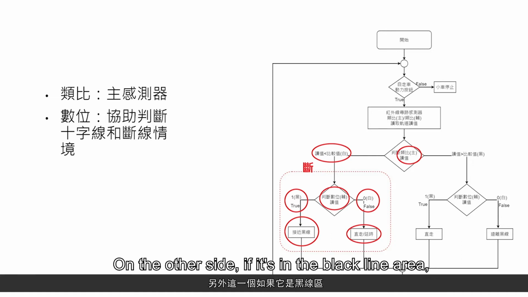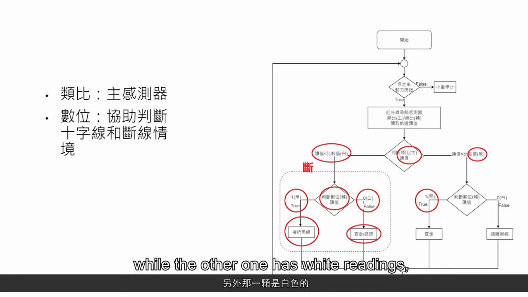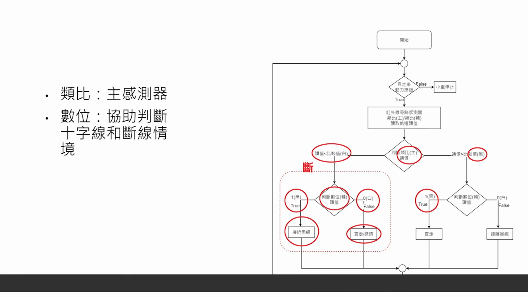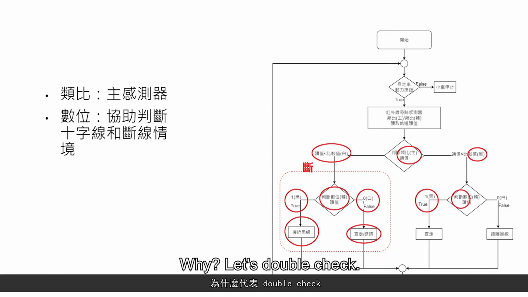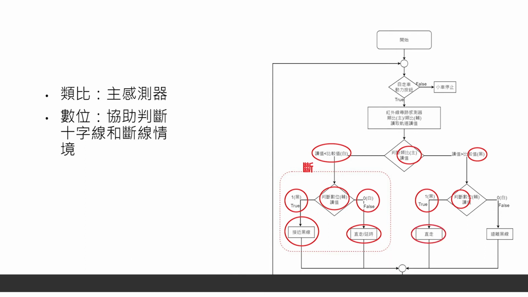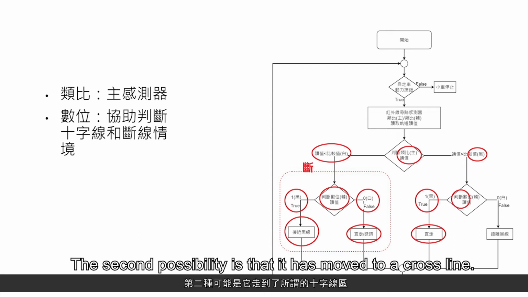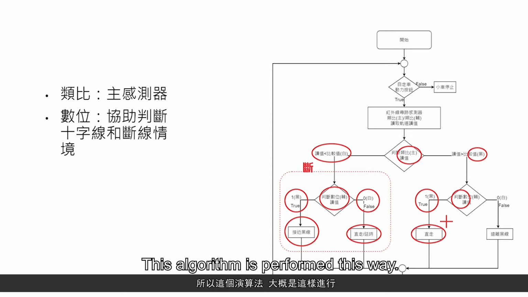On the other side, if it's in the black line area, one has black readings, while the other one has white readings. It means it's moving further away and it continues to do the tracing. If the auxiliary sensor also detects black, then it's alright. Why? Let's double check. It is in the straight line area, so it moves forward. This is the first possibility. The second possibility is that it has moved toward a cross line. It will continue moving forward, so there will be no problem. This algorithm is performed this way.